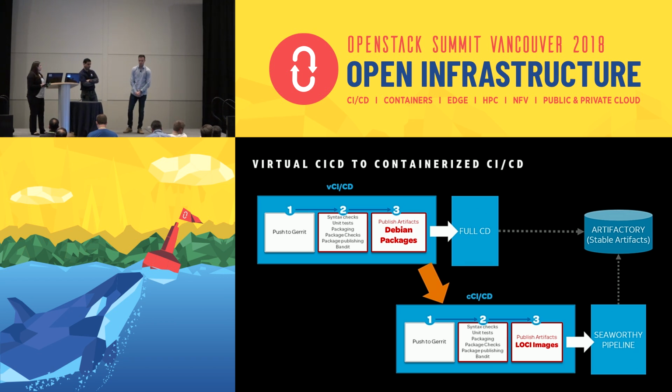Steps 1 and 2 are exactly the same. We run the exact same strict checks on the code. The deployable artifact is an image, a Docker image in this case, for which we are using Loki to build Docker images. What is Loki? I'll explain that in the upcoming slides. Once the image is published, we need to make sure it is a sane image. That's where the Seaworthy Pipeline comes in. Again, there will be slides later in the presentation to explain what that is.